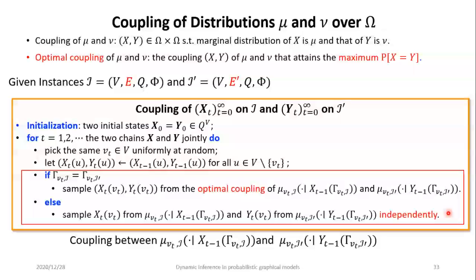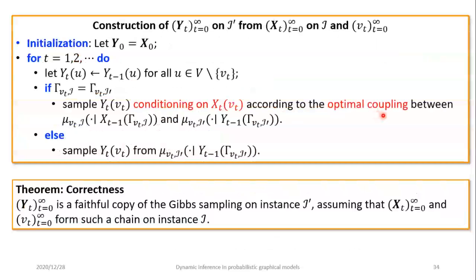Actually, the pseudocode in the red box defines a coupling between the conditional marginal distributions. Thus, the pseudocode in the yellow box is exactly a coupling between the chains. Given the chain x_t and the picked vertices v_t, where t is from 0 to infinity, we can recover the chain y_t according to the coupling. Initially, set y_0 equal to x_0. In the following, for each step, set all the values of the vertices other than v_t as unchanged, where y_t(v_t) is assigned according to two different cases. If γ_{v_t} and γ_{v_t}' are equal, then y_t(v_t) is sampled conditioning on x_t(v_t) according to the optimal coupling of these two marginal distributions. Otherwise, it is sampled from the marginal distribution.